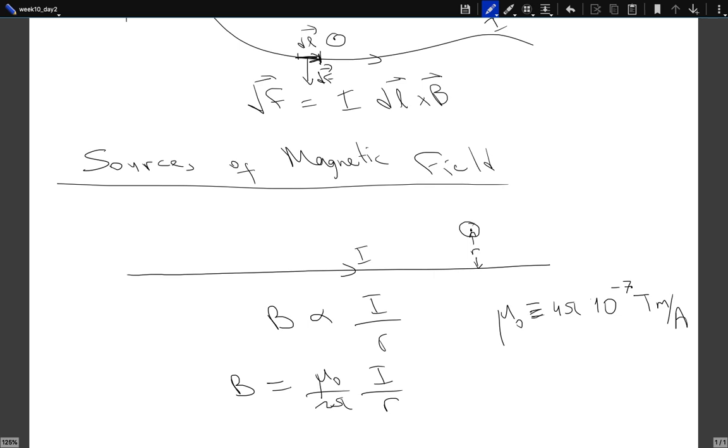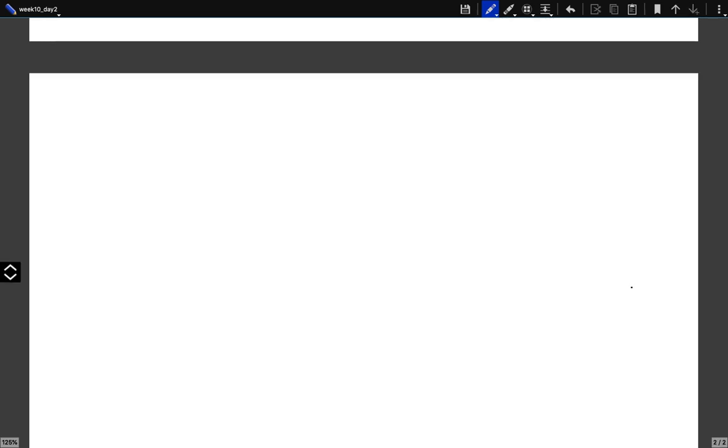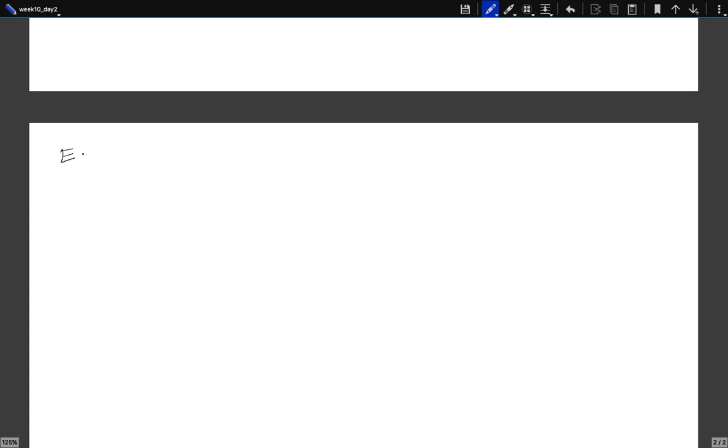Now, let's do an example. Let's assume we have a wire, and next to it we have another wire. They are both straight parallel wires. Let's say this wire carries a current I1 upwards, and the other wire also carries a current I2, also upwards.